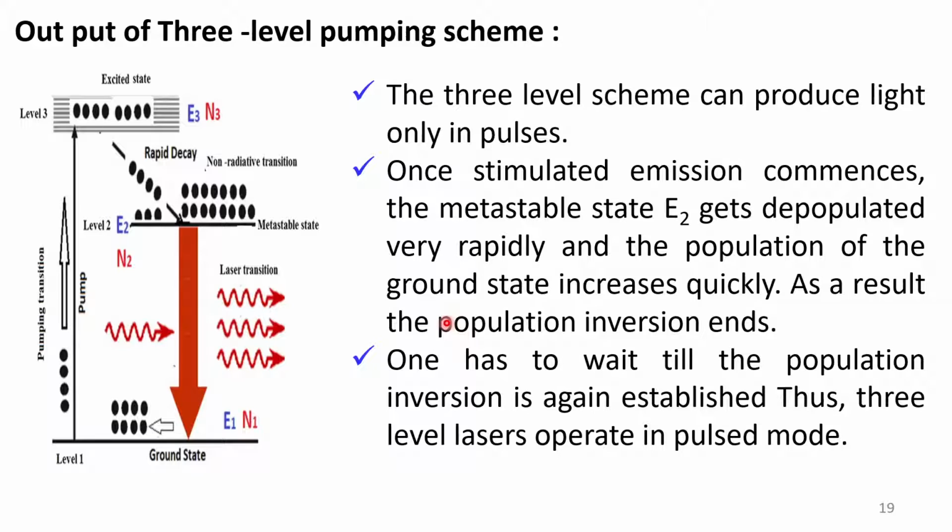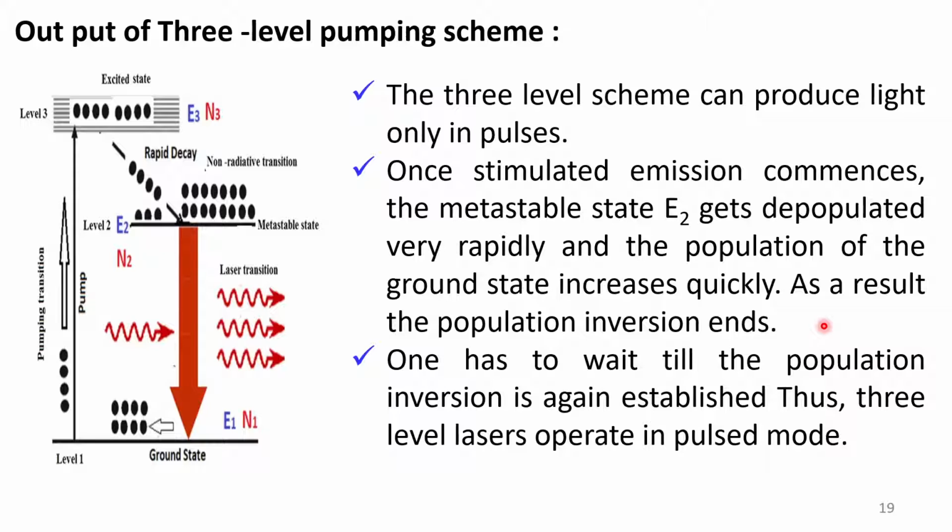Now then, which type of output will be generated from the three-level pumping scheme? The three-level pumping scheme produces light in pulse form. Why? See here, once the stimulated emission commences, the metastable state E2 gets depopulated very rapidly and the population of the ground state increases quickly. As a result, the population inversion will end.